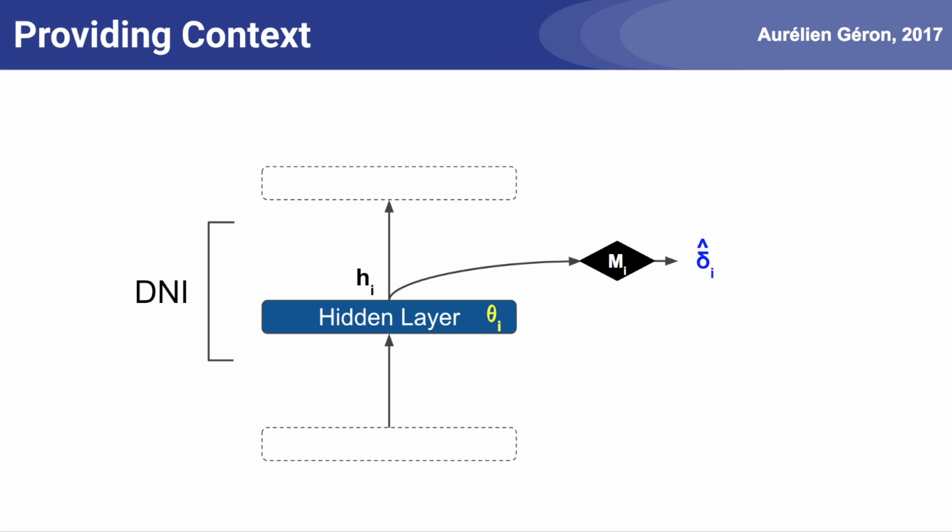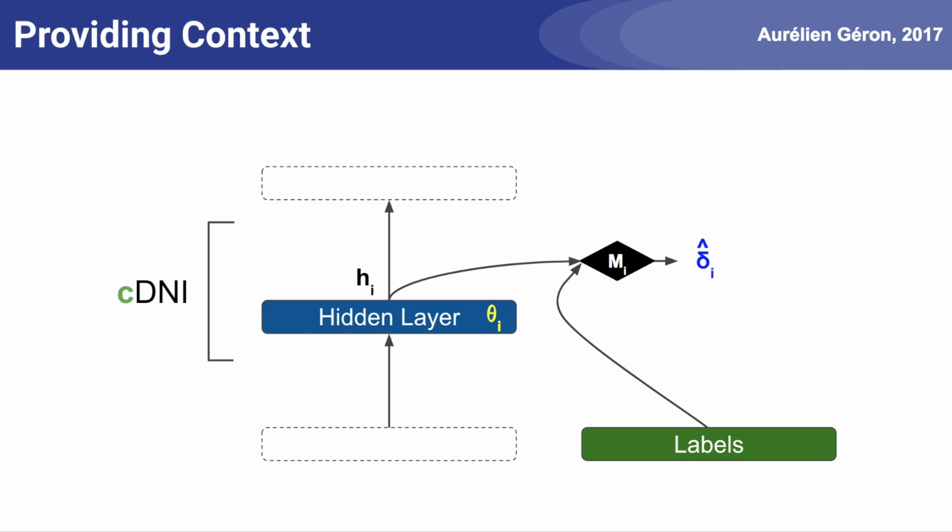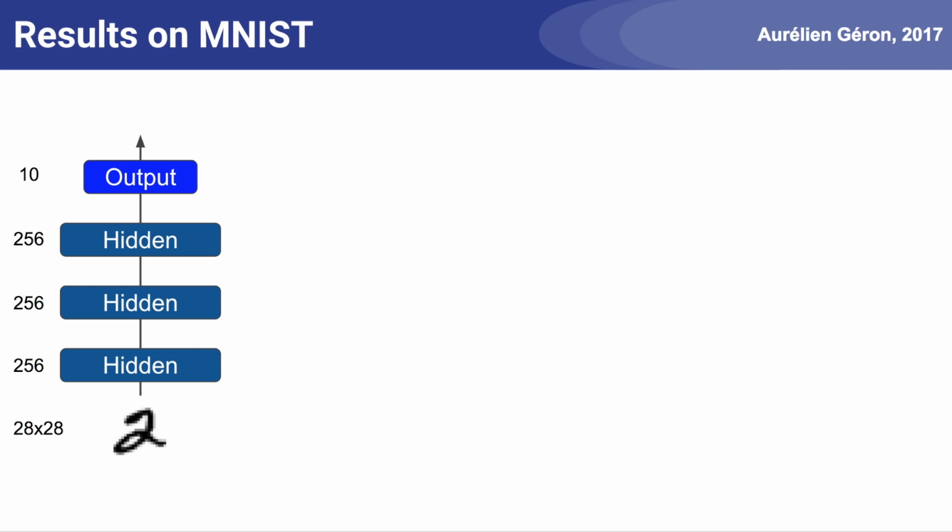Here's another important point. Until now, the input of each synthetic gradient model, M_I, was only the output of the corresponding layer, H_I. But it is perfectly legal to provide additional information to the synthetic gradient model so that it can make better predictions. For example, we can give it the labels of the current batch. This is called a conditional decoupled neural interface, or CDNI. In the paper, the authors show that CDNI consistently performs better than regular DNI, so it should probably be your default choice.